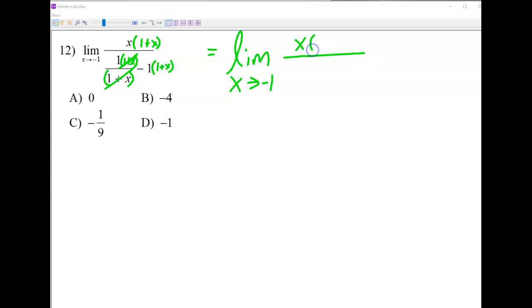Once again, I don't want to multiply on the top. I want to leave those separate. It helps us whenever we end up having to cancel and reduce stuff at the end. But we have 1 minus 1 parentheses 1 plus x. Now on the bottom here, though, we do want to simplify. I'm going to distribute.